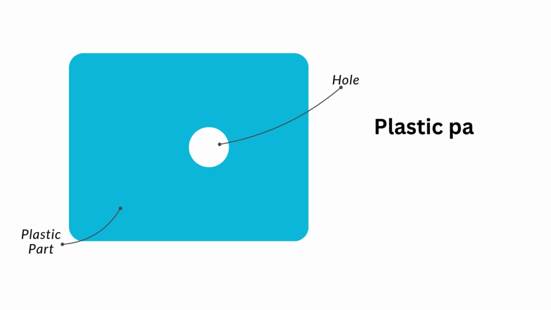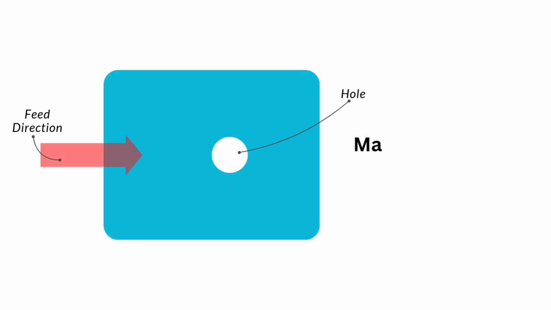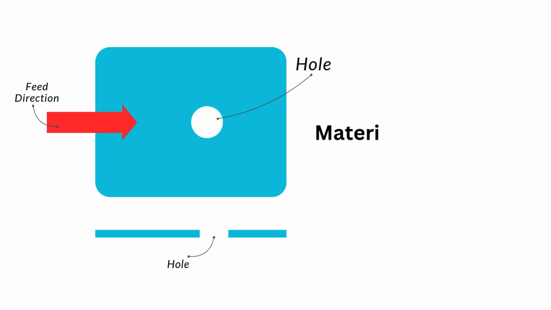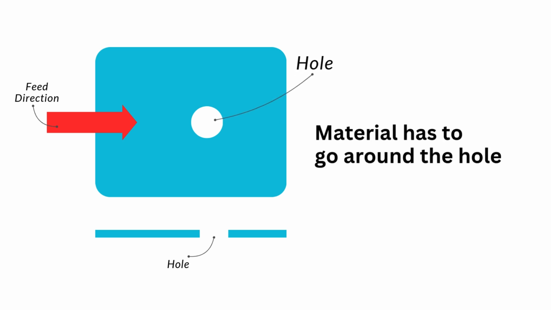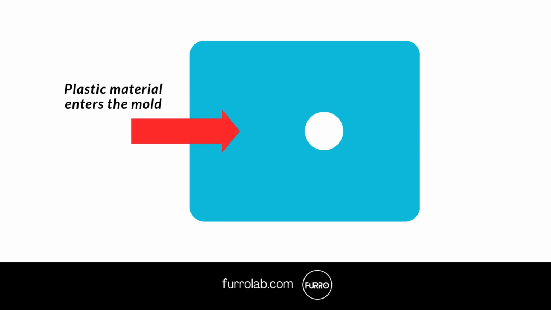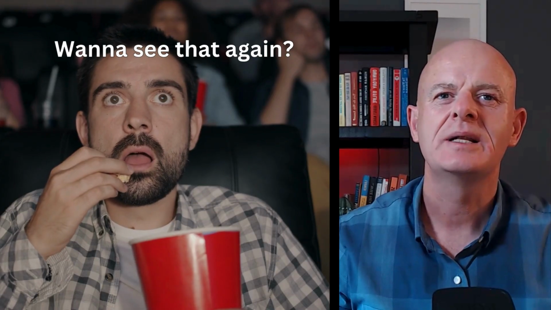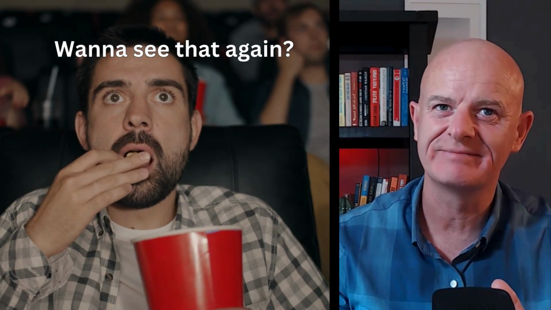Okay, here are the basics. You have a plastic part with a hole or an opening. Material is injected into the part and will have to go around the hole. Okay so far? Let that idea settle in for a few seconds. Let's watch that again.